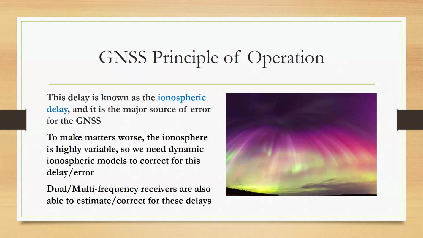The ionosphere causes a delay, which we call the ionospheric delay, and it is the major source of error for the GNSS. It's the major source of problem. So when we see GNSS systems not performing or giving us wrong locations, the ionosphere is one leading cause that makes it difficult for us to operate GNSS effectively. To make matters worse, the ionosphere is highly variable. Within a day, the variation in the ionosphere is large, and we don't expect the same variation tomorrow and the next day.